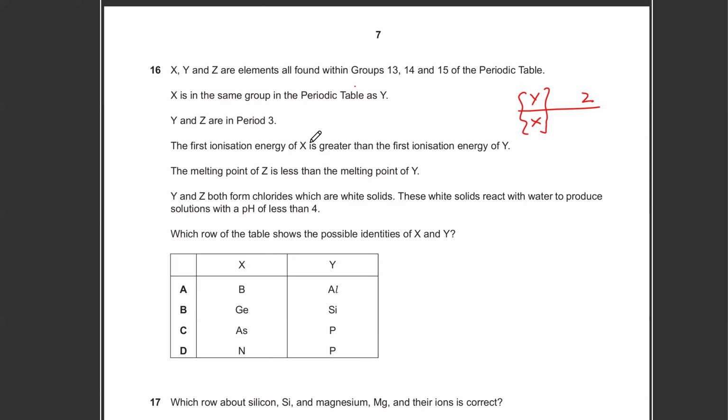Now he says the first ionization energy of X is greater than the energy of Y. So what is the relative position of X and Y in the group? X comes first and then Y. Okay, so that indicates that X is a smaller atom. And the melting point of Z is less than the melting point of Y. I don't know what that information tells you. Is Y to the right or Z to the right in the periodic table, or Z to the left? Where do you think Z is relative to these two?